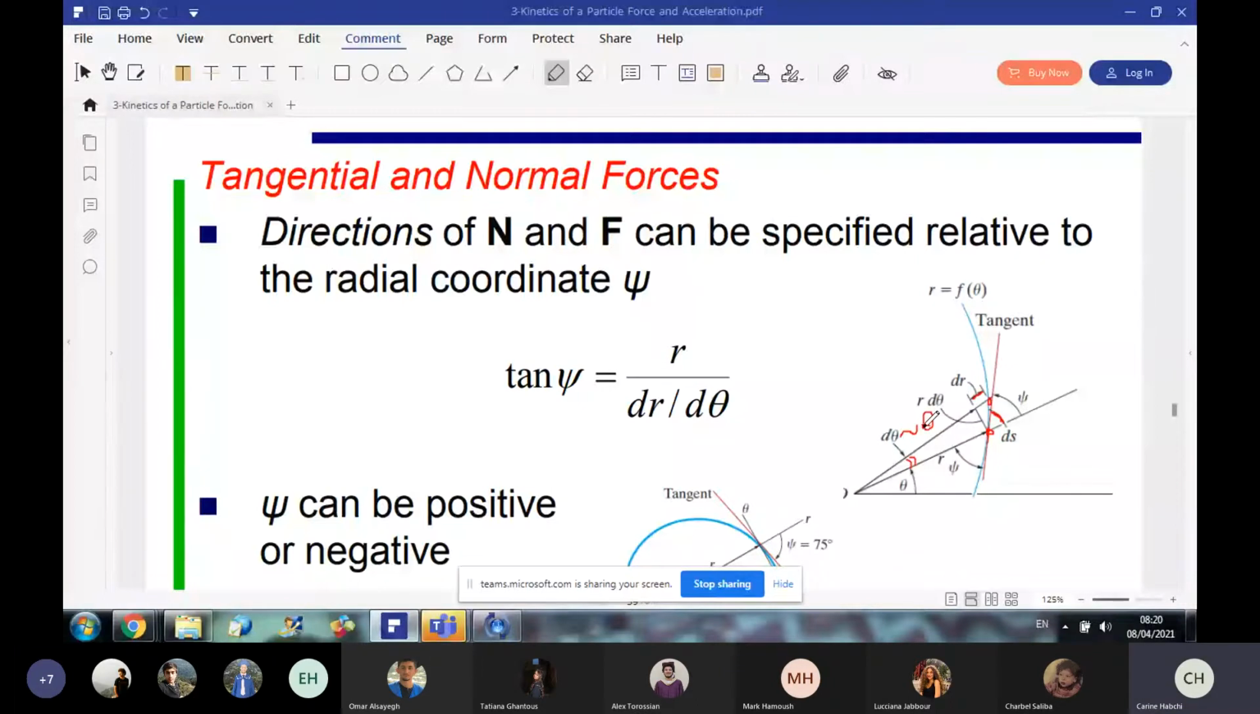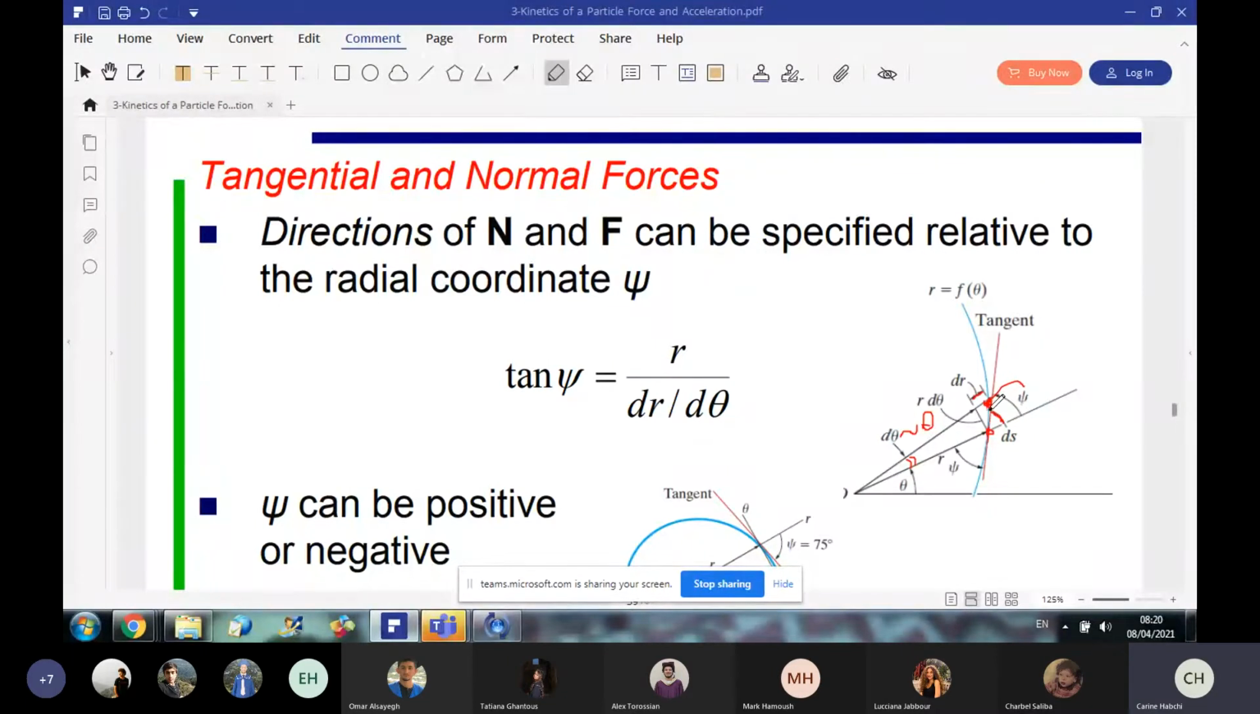Because it's nearly equal to 0, I can say that the two lines r of r and r plus dr are nearly parallel. This is why this angle here will also be equal to psi, because there are two alternating angles, since I can consider these two lines parallel. So the colored angle here is equal to psi.